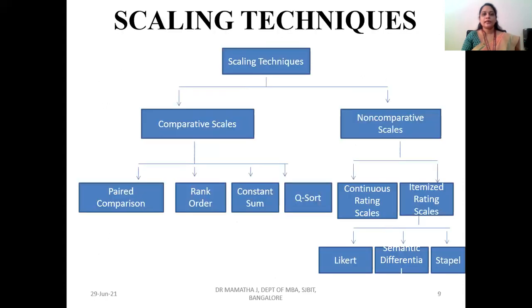So next is scaling techniques. When it comes to different techniques, we have studied basic scales. There are some advanced scaling techniques also which we'll be discussing. So usually they can be classified as comparative scales and non-comparative scales. So under comparative, you'll be having paired comparison scales, rank order scale, constant sum scale, Q-sort scale. And in non-comparative scales, we have continuous rating and itemized rating scale. Okay. So under itemized rating scales, you will be learning Likert scale, SDS, and the MDS scales.